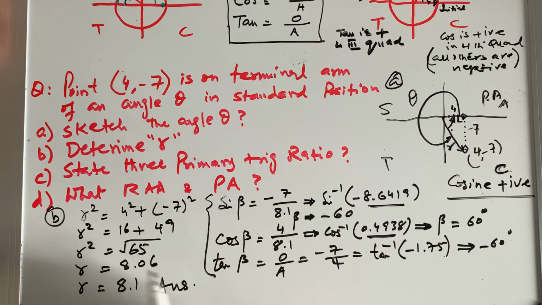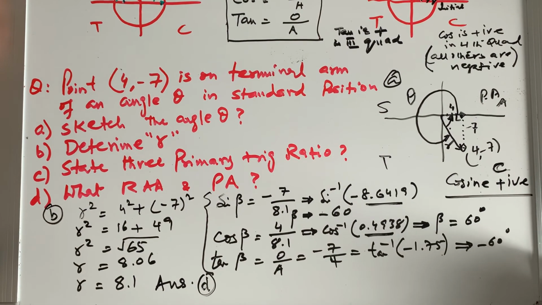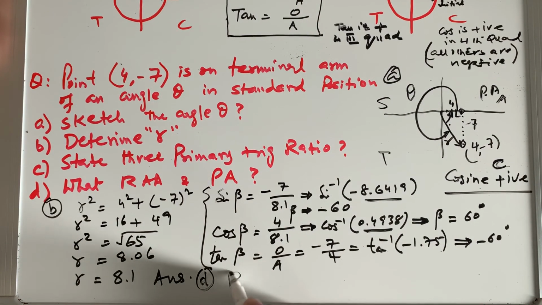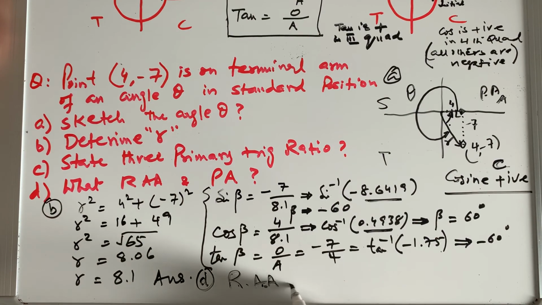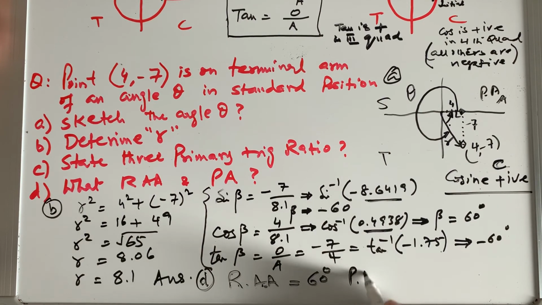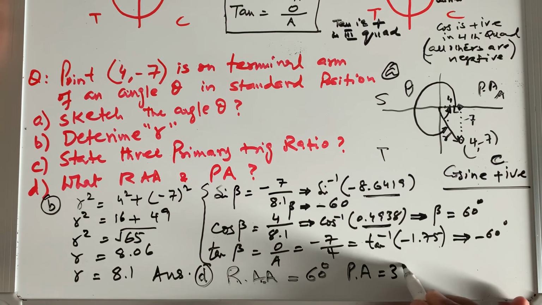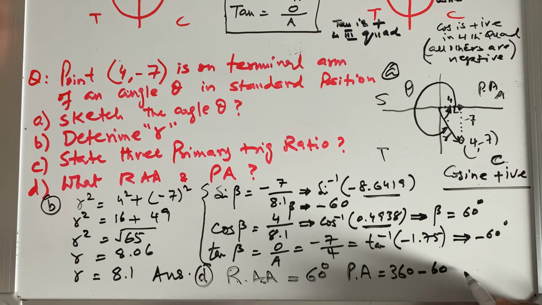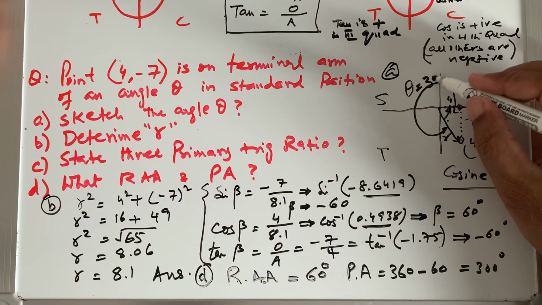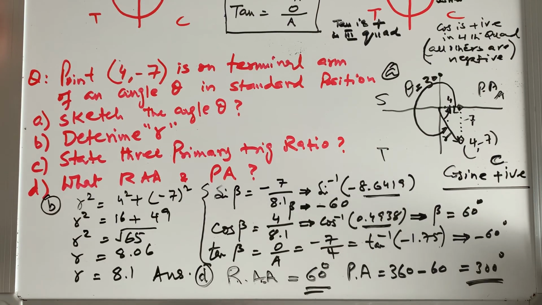Now we have another part, the D part, the last part of the question. What is RAA, the related acute angle? We know the related acute angle is 60 degrees. We calculated it several times. If RAA is 60 degrees, what is my PA? PA is 360 minus 60, so my PA is 300. My theta is 300 degrees. So these are my answers for the related acute angle and principal angle.